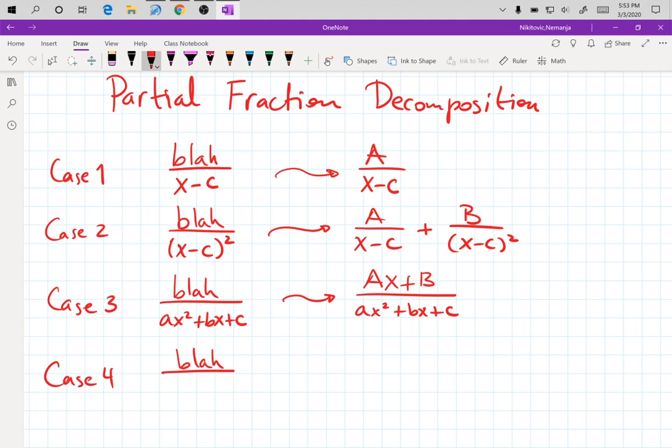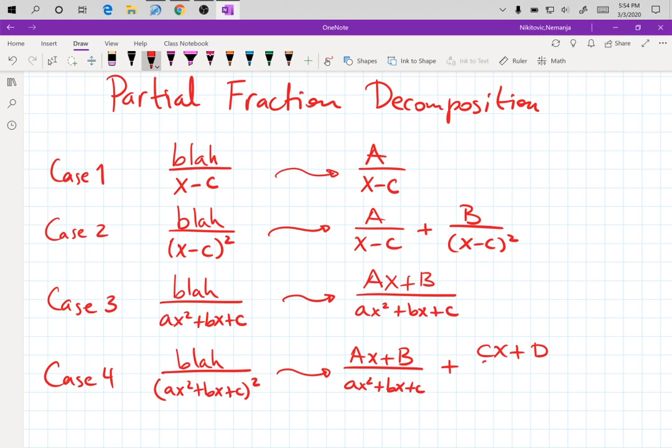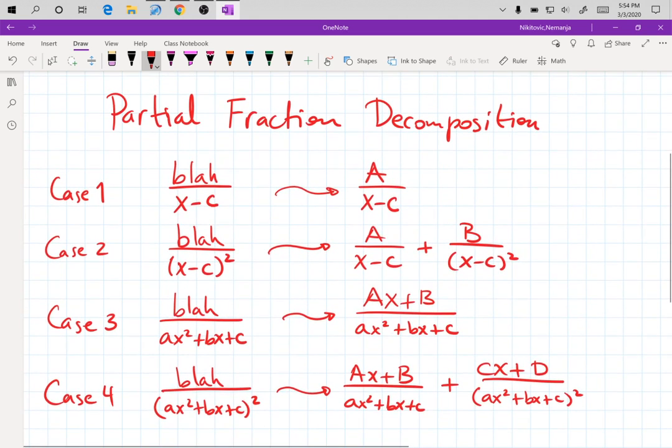Again, blah over ax squared plus bx plus c, squared, will give us Ax plus B over ax squared plus bx plus c, plus Cx plus D over ax squared plus bx plus c, everything squared. This is what you must memorize if you are to do 8.5 integration.